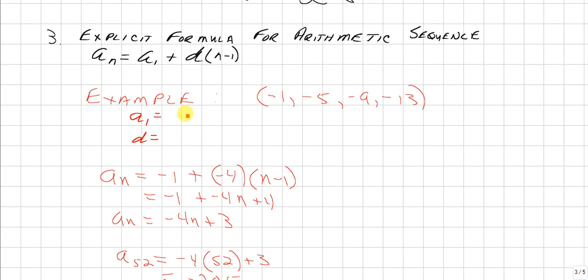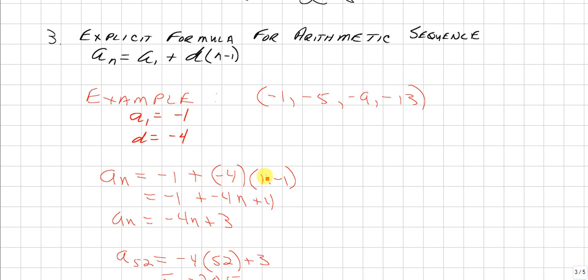So a_1, that's my first term, is negative 1. The common difference is negative 4. To get from one term to the other, I subtract 4. So plugging those numbers into my explicit formula, I get a_n is equal to a_1, the first term, which in this case is negative 1, plus d. Well, in this case, d is negative 4, so it's negative 4 times (n - 1). There's n minus 1.